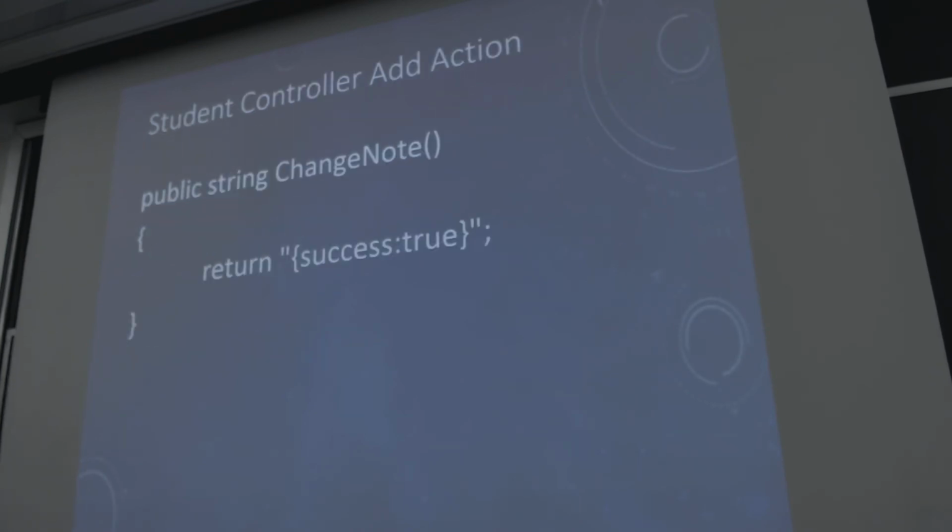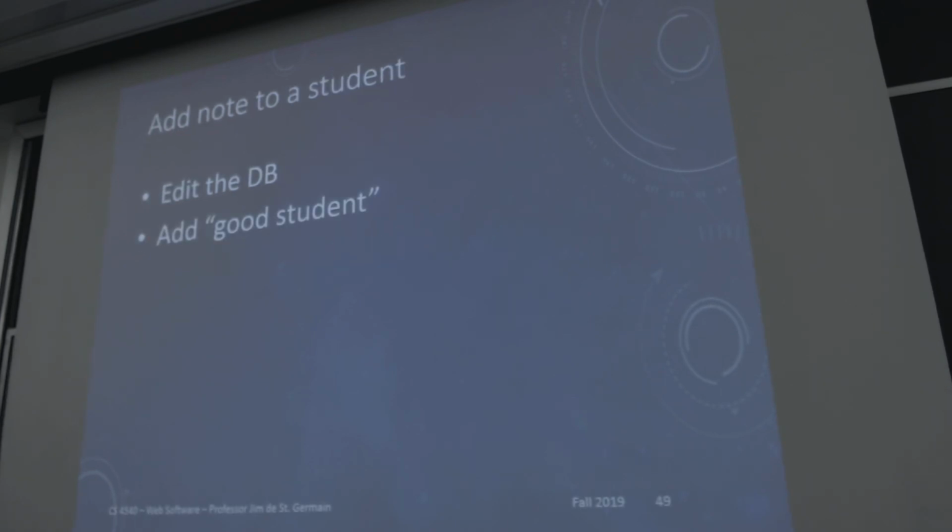We also need to change the student controller. So we're going to start with this very simple student controller action called change note, and all it's going to do is return success. So if you can get to this point, it will return a message success. Again, we're taking baby steps to make sure that we got all the pieces put together. Okay, so if we then edit the database and add a note for good students, let's go look at our database and see it. I don't think I did that yet, so let me check.